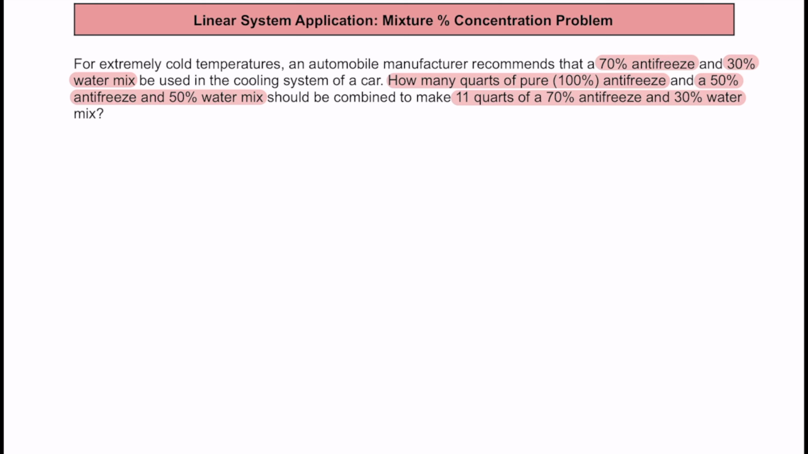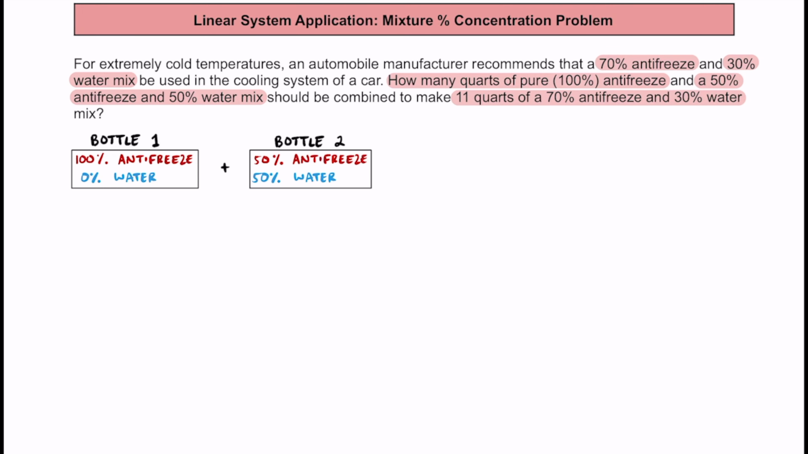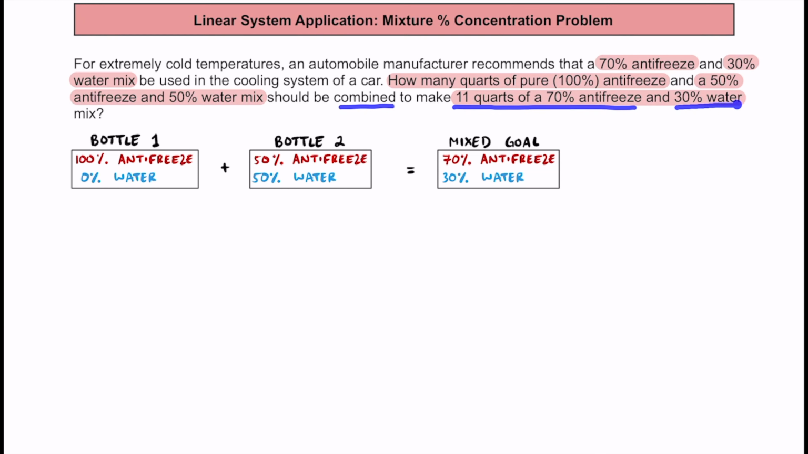So basically what we're doing here is that we're taking some pure 100% antifreeze, which is 100% antifreeze and 0% water, and we're mixing it with another solution that is 50% antifreeze and 50% water, so it's half and half, in hopes of combining these two and then making 11 quarts that is 70% antifreeze and 30% water. So that's the goal that we're trying to get to.